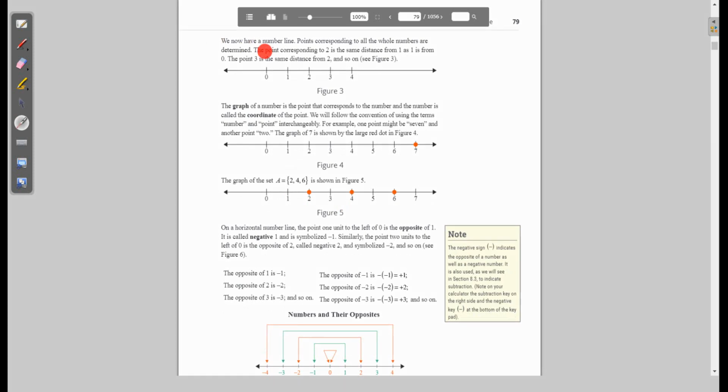Alright, so we now have a number line. Points corresponding to all the whole numbers are determined. The point corresponding to 0 is the same distance from 1 as 1 is from 0. The point 3 is the same distance from 2, and so on, as we mentioned earlier. So the graph of a number is the point that corresponds to the number, and the number is called the coordinate of the point. We will follow the convention of using the terms number and point interchangeably. For example, one point might be 7, and another point is going to be called 2. The graph of 7 is shown by the large red dot in figure 4. Okay, so we are denoting that we're at 7 here. So the graph of the set A, again, A being a set, is 2, 4, and 6. Okay, so that's what we call set A.